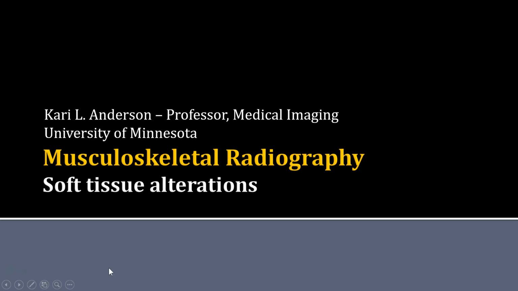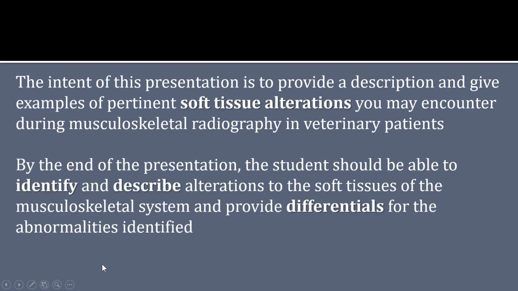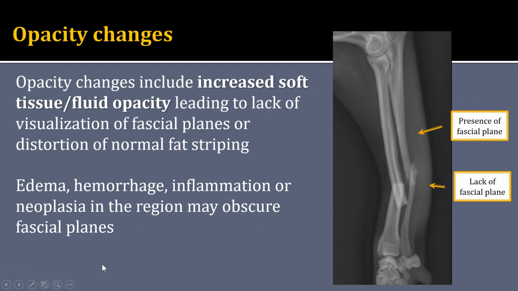This is the second presentation in the introductory series on the topic of musculoskeletal radiography. The intent of this presentation is to provide a description and give examples of pertinent soft tissue alterations you may encounter during musculoskeletal radiography in your veterinary patients. By the end of the presentation, you should be able to identify and describe the alterations that we might see in the soft tissues, and then provide some differentials for the abnormalities identified.